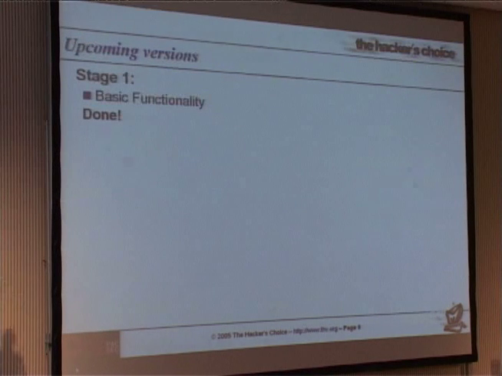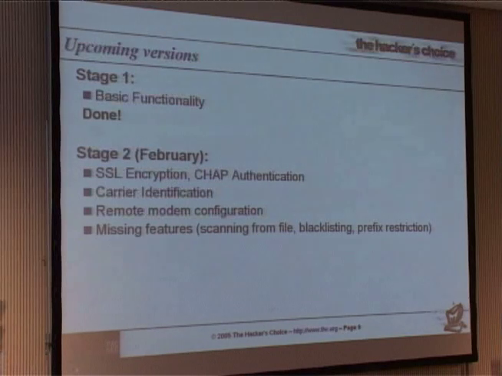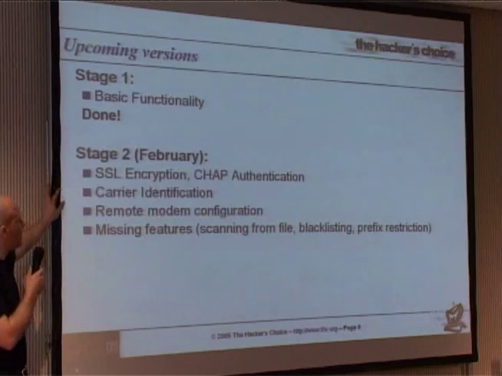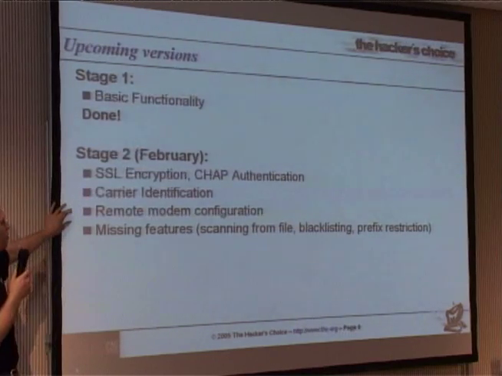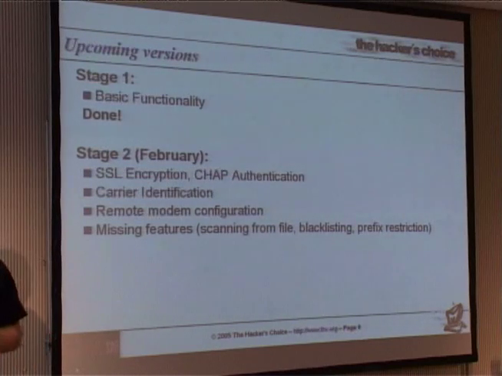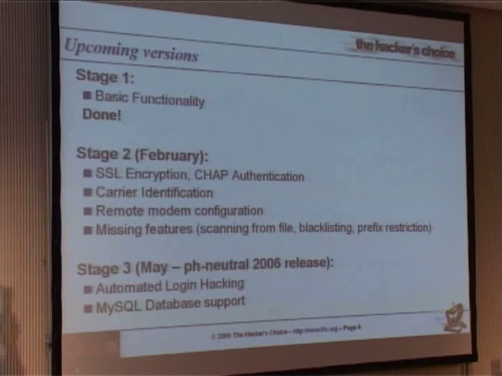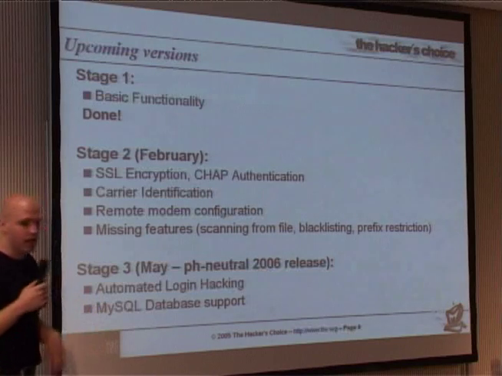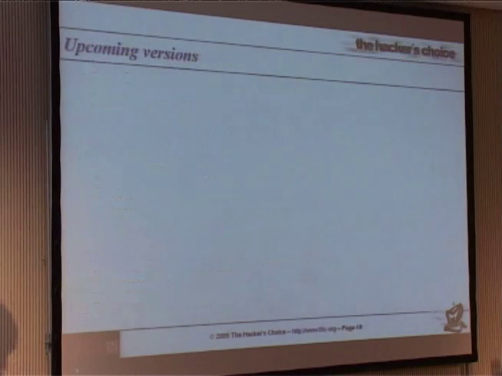So, upcoming versions. The basic functionality as you see it is done. It's still a proof of concept, it works, but it's more of an alpha or beta release. Stage 2 will have SSL encryption and challenge response authentication. We'll have carrier identification, remote modem configuration, and some other missing features like, hey, scan these numbers in a text file. Blacklisting, prefix restriction, blah. Stage 3, which is scheduled for pH neutral next year, has automated login hacking, SQL database support, and now it gets interesting.